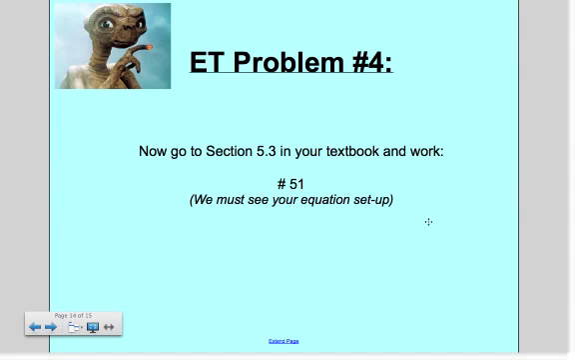Okay, so go to section 5.3 in your textbook and work number 51. And set up the equation, please.